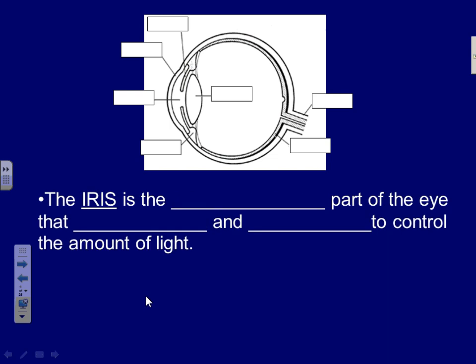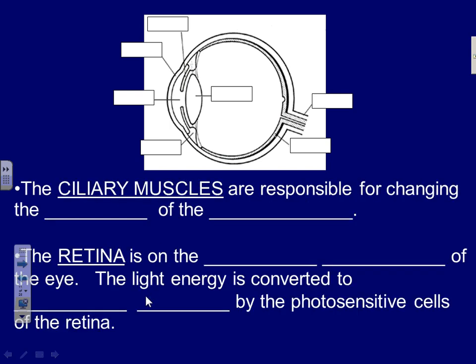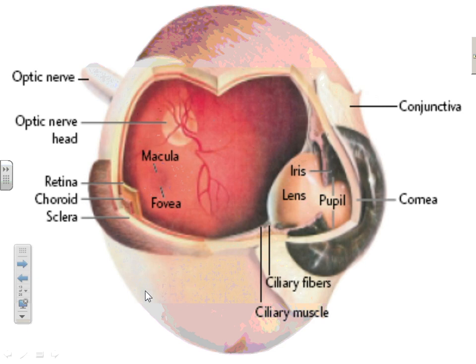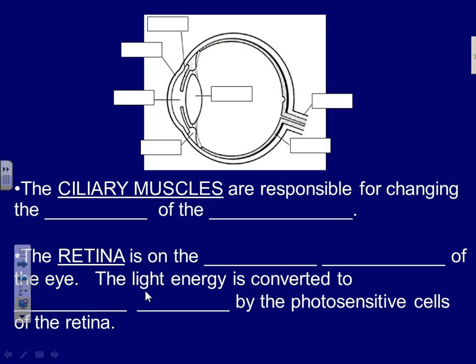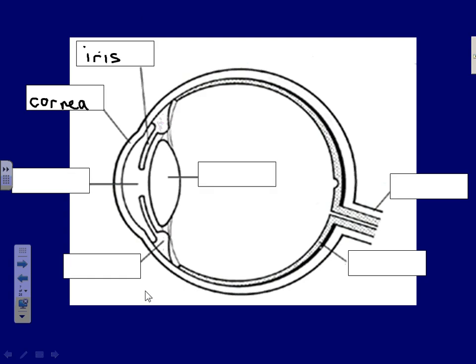So there's iris, cornea, pupil, lens, ciliary muscles, optic nerve. Okay, good. I just want to go back at what's labeled here. Ciliary muscles, retina, pupil, beautiful. Perfect. Okay, let me go back to here.